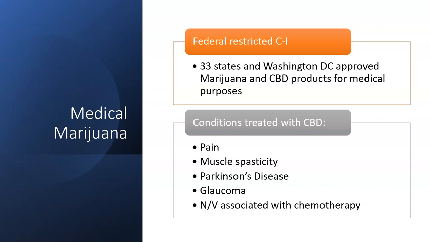Alcohol will clear your system. Marijuana will stay behind. So if they do a drug test, if they do hair or do other things, it can show up. Just kind of a heads up on that. Now, some of the different things that we can treat with CBD.